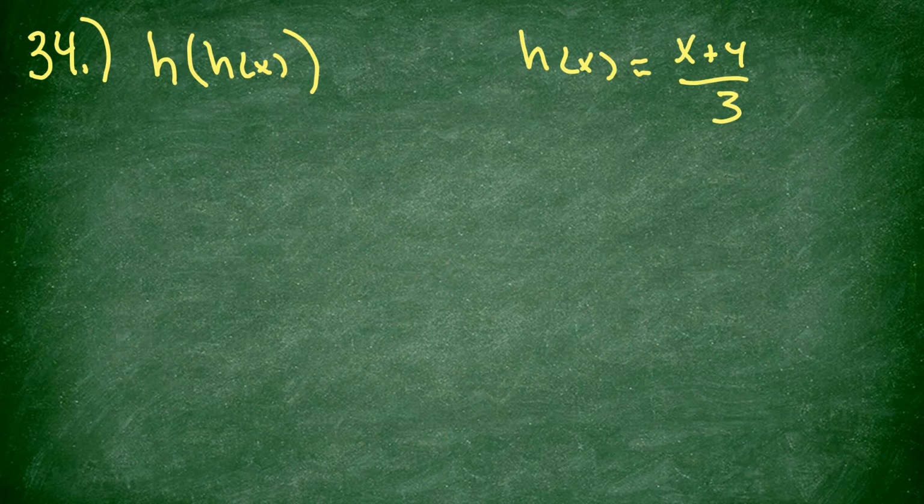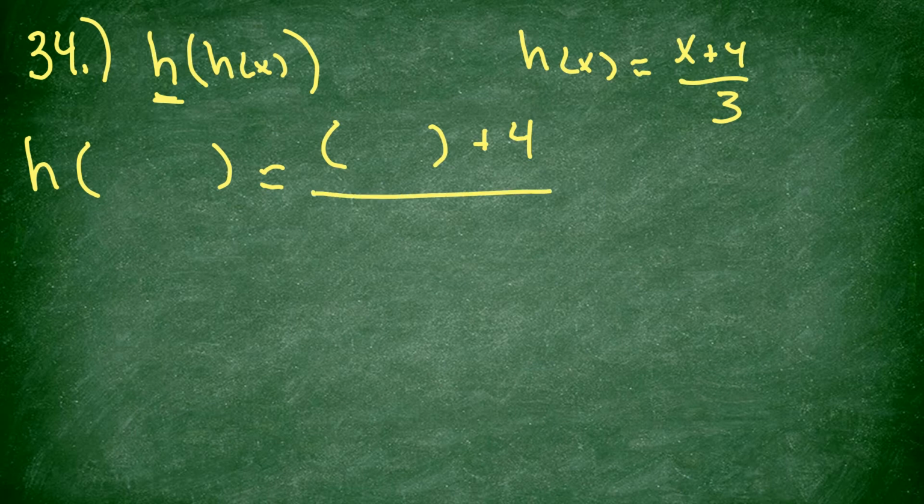And that's it. All right, so 34 is kind of tough because you're going to have a fraction inside of a fraction. But remember, we start everything out the same way. I put h, a big old blank space, because I see h there. So I put big old blank space plus 4 all over 3. Now, instead of blank space, I'm going to put h of x. So I put h of x right there. Or you can immediately just write x plus 4 over 3.